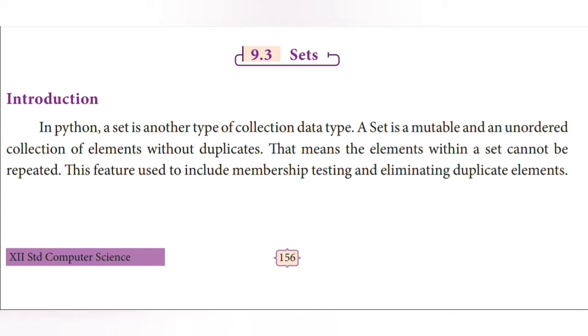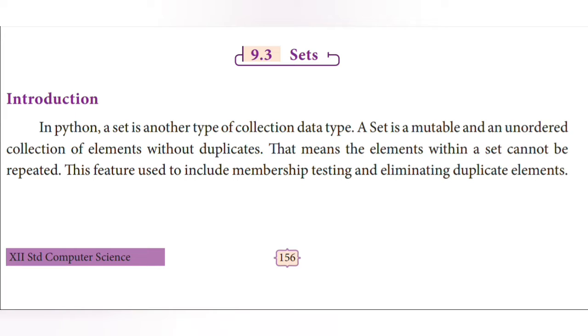Hello students, in this video class we are going to discuss 12th standard computer science chapter 9: list, tuples, sets and dictionaries. In the previous video class we discussed list and tuples. Now we are going to discuss sets in Python. Sets, tuples and lists are all known as collection data types.